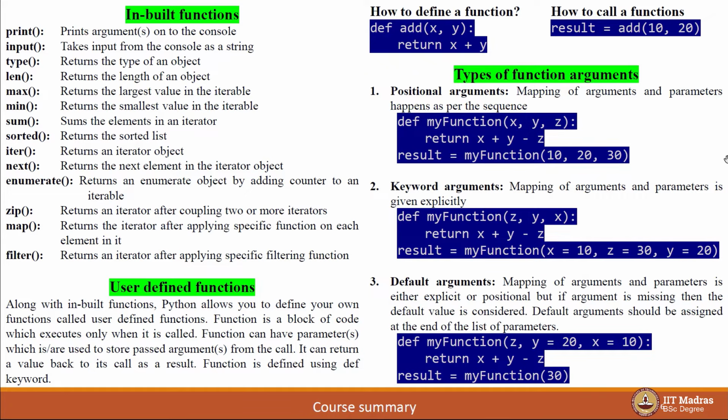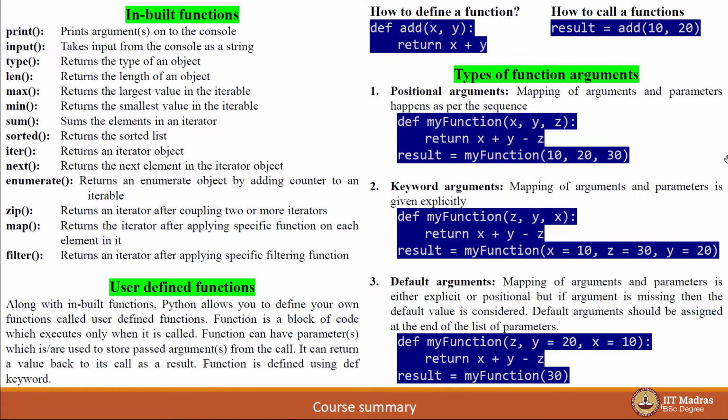And then the third category is default argument. This allows us to have a default value for a specific argument. If user provides that value, then we override default value. Or if user doesn't provide a value, we continue the execution of the function with the default value. Exactly the way we saw in range function. And the only constraint is the default arguments should be assigned at the end of list of parameters.